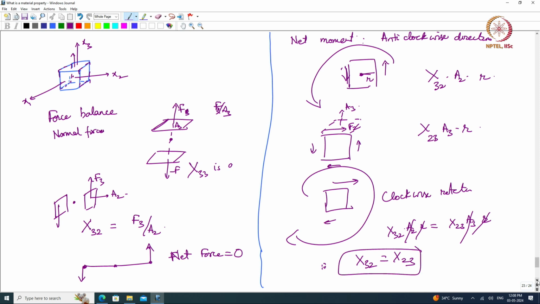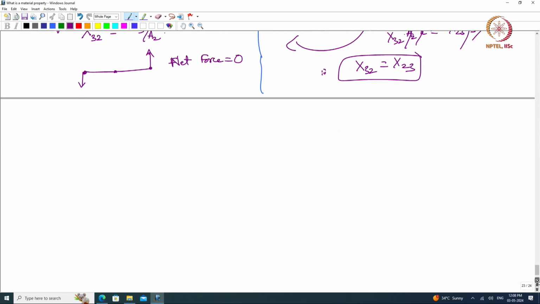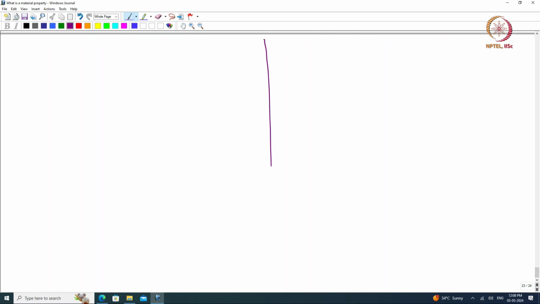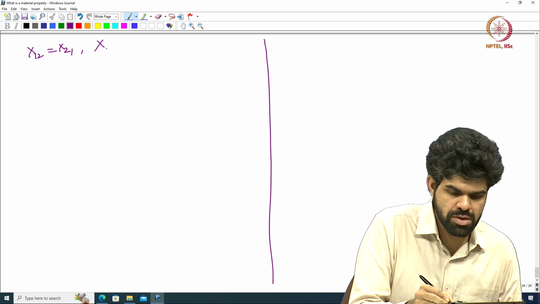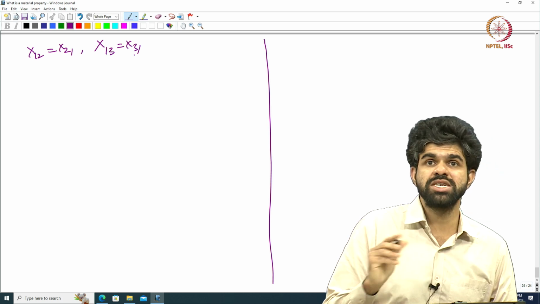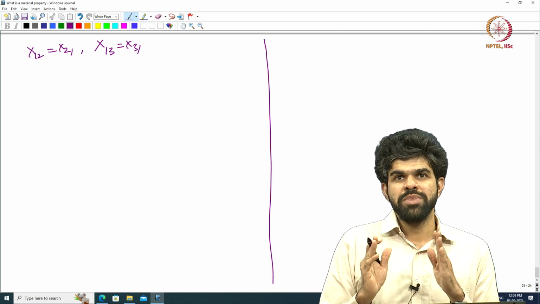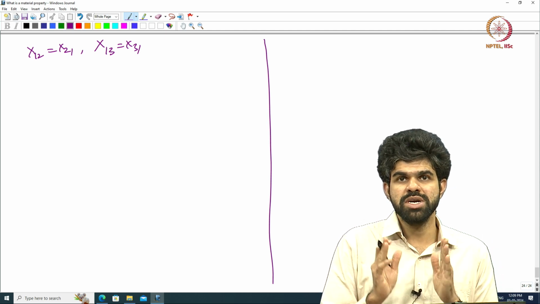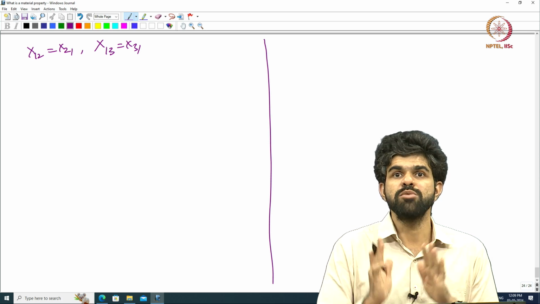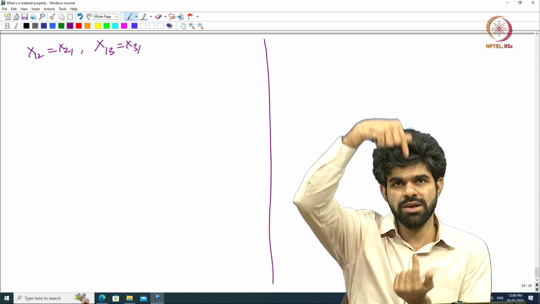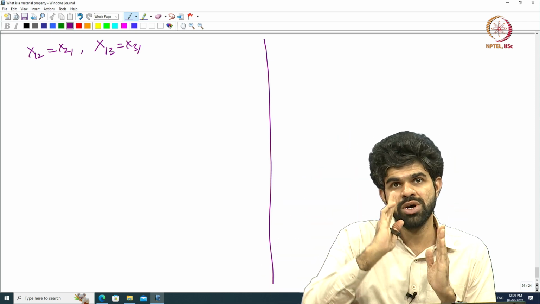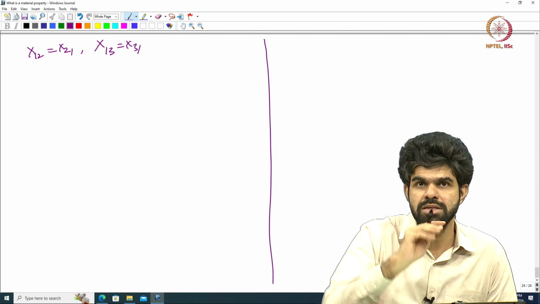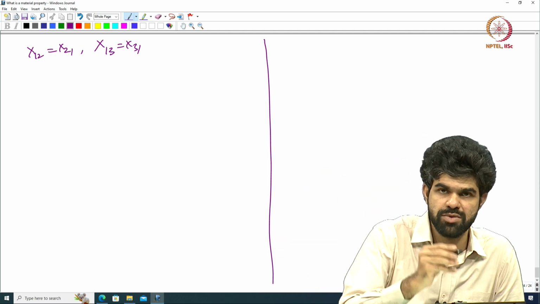Now, if x23 equal to x32, similarly x12 equal to x21 and x13 equal to x31, right. So, all the shear stresses, the transverse components ij should be equal to ji for moment balance, right. Normal stresses are anyway balanced, so you have a force balance in normal stresses, but for shear stresses you have to balance the moments, otherwise the object will start rotating and flowing. So, that we do not want.